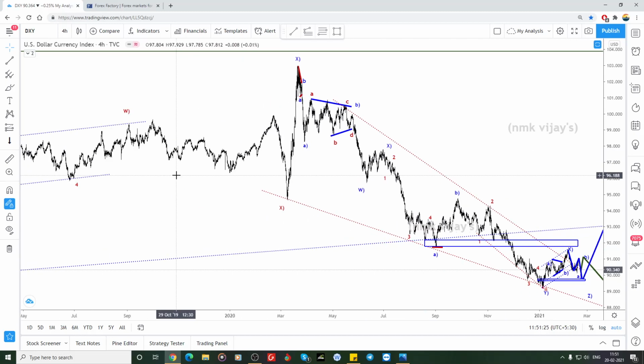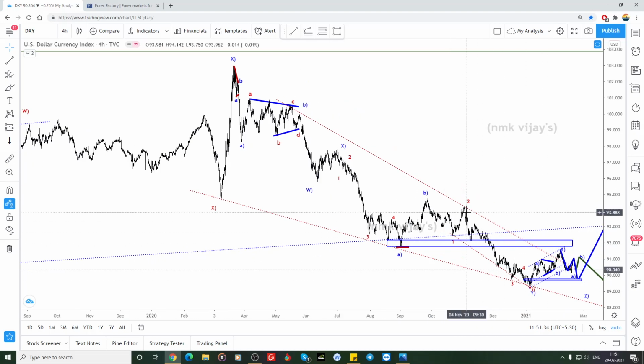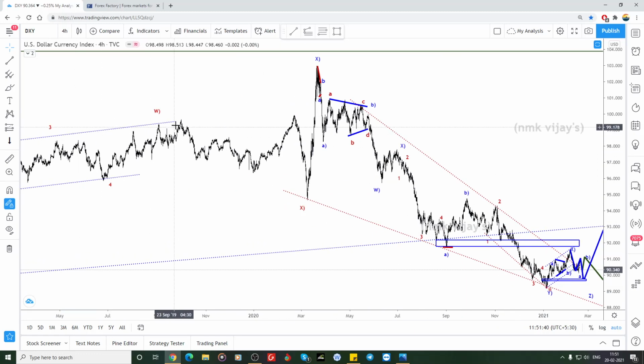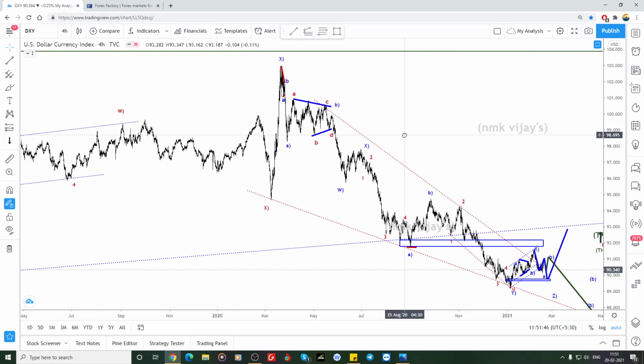First of all, if it isn't expanded, from here it has to bounce. After that decline, I thought okay, it could be an extended one also. So in that case, this is the A, B, C, D and E. So this is an extended case, so it has to break that high.